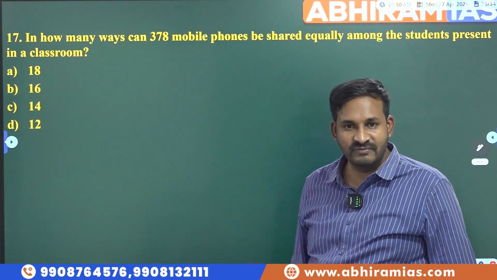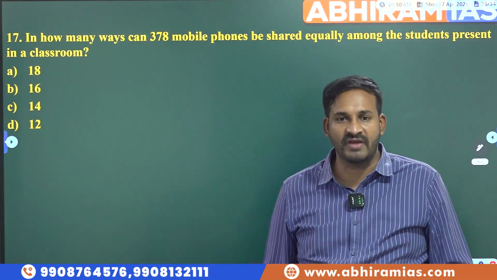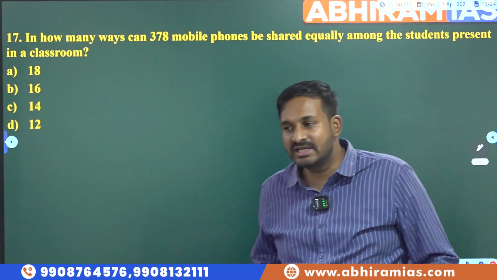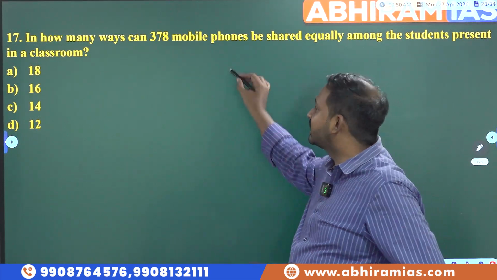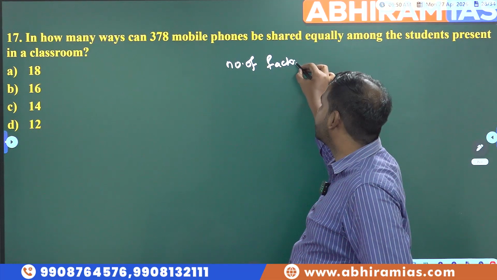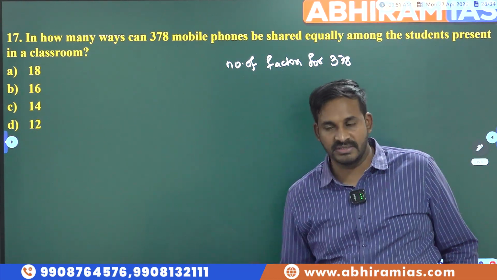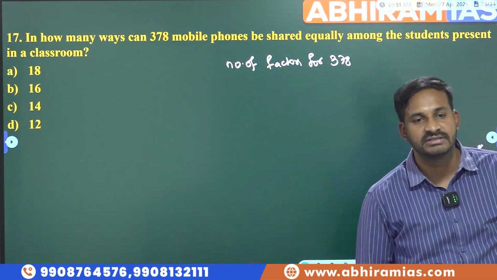Is it possible? We should not do it like that, right? So that means these 1, 2 and 3 are what? Factors, right? So actually here you need to find the number of factors for 378. Number of factors for 378. Then that will be your answer. Please find the number of factors for 378.